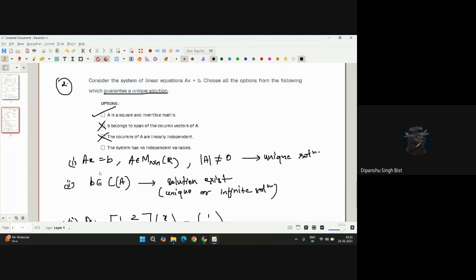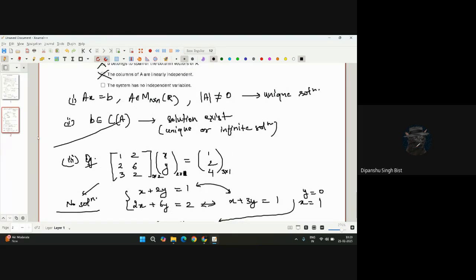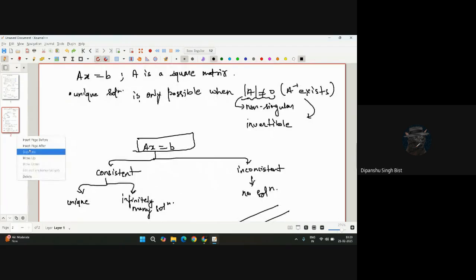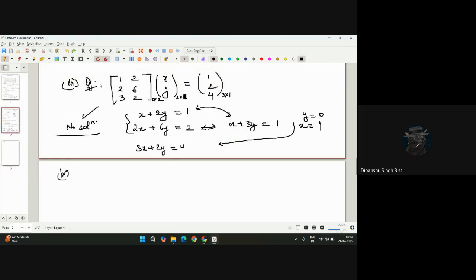Okay. And the fourth option says the system has no independent variables. So what happens if the system has no independent variables? So again, let's take a counter example for it. I want no independent variables, right? So even if I take the same example again, you see that there are no independent variables.